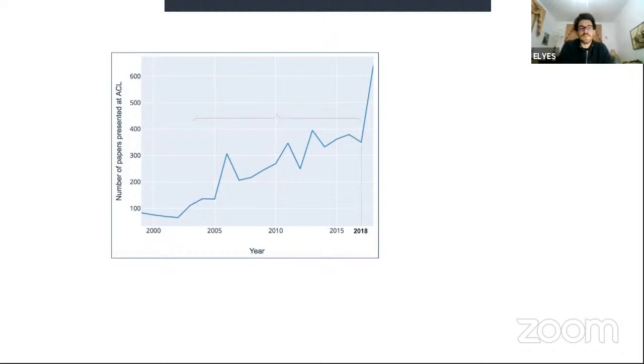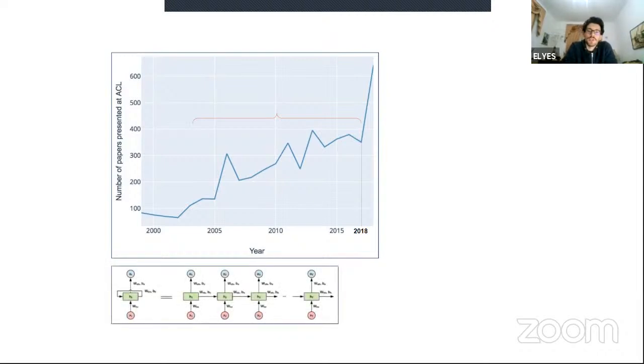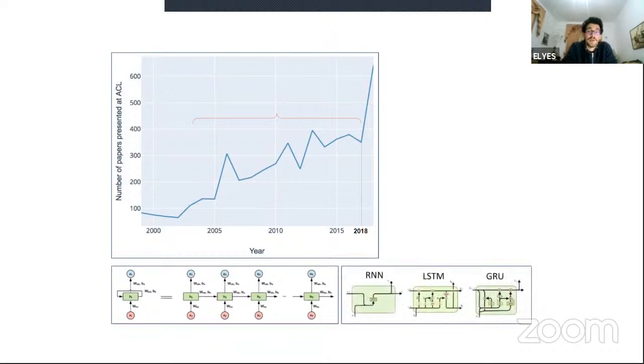Well, this part between 2002 or 3 and 2018, where we can see a big increase, was the LSTM period, so the RNNs period. So this is the part where most research was focused on RNNs, LSTMs, GRUs, and they were getting the best results.